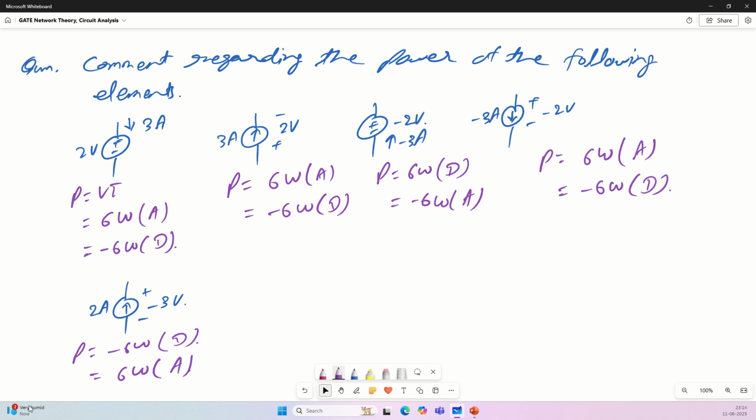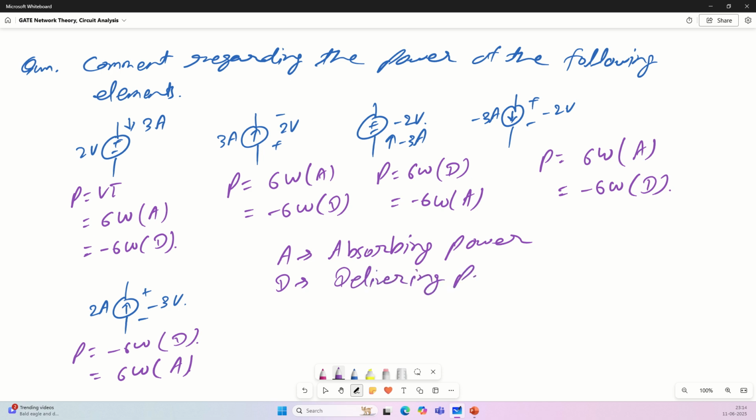Okay. So you don't think about minus plus here. Minus 3 into 2 is minus 6. This is delivering. So you can write down a comment here that A is for absorbing power and D is for delivering power. So now you have understood what is absorbing power, what is delivering power, or how it is calculated.